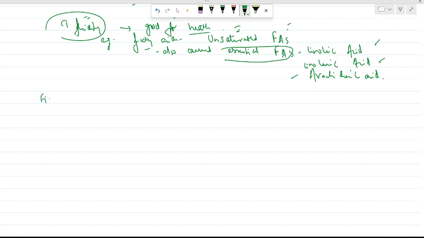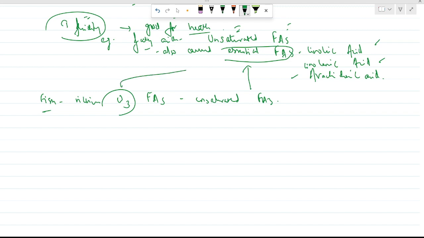In fish, it's rich in omega-3 fatty acids. So omega-3 fatty acids are rich in fish. These are also examples of unsaturated fatty acids. Some unsaturated fatty acids are essential fatty acids. So omega-3 fatty acids are essential fatty acids. So we have seen this phenomenon, increase in fluidity.